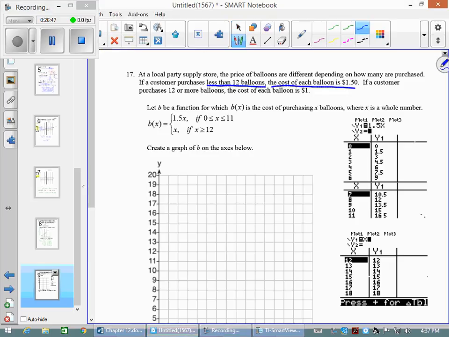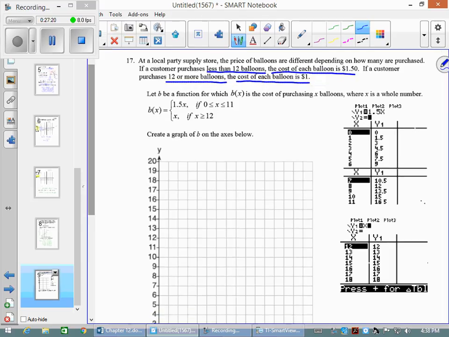You can see this piecewise function is written as 1.5x if the domain is 0 is less than or equal to x, which is less than or equal to 11, and the function is equal to x when x is greater than or equal to 12, which just puts into function notation what we underlined above. Okay, so b of x is the cost of purchasing balloons, and x is a whole number. Now the reason it's a whole number is because you're not going to go to a party supply store or anywhere and buy parts of a balloon. So this is what we consider a discrete function, meaning when we plot our points, we are not going to connect them because you are not going to buy portions or parts of the balloon.